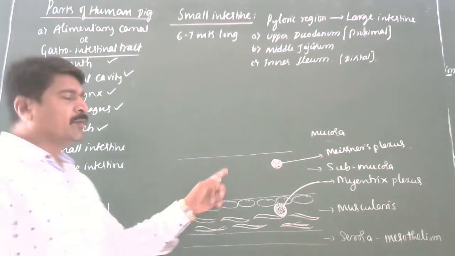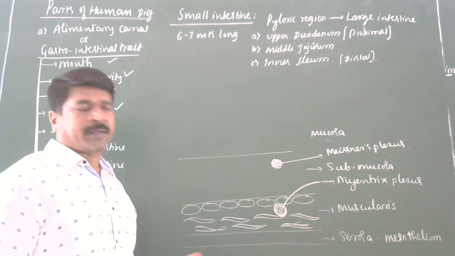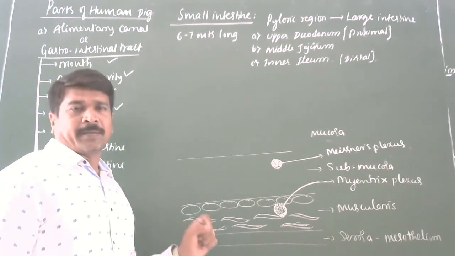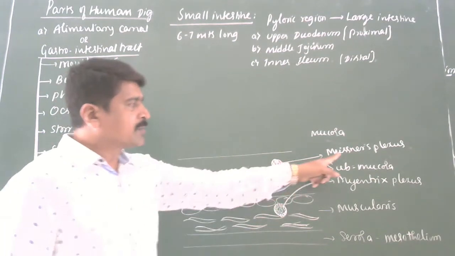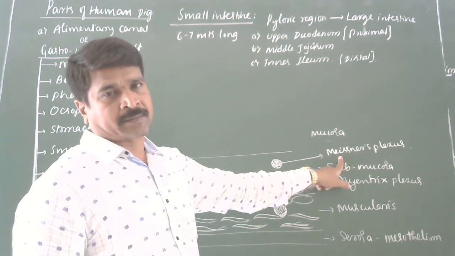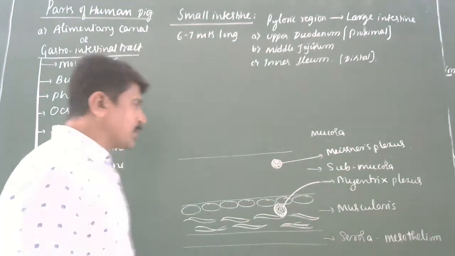Submucosa is the third wall layer of the small intestine, made up of areolar connective tissue containing blood vessels, lymphatic vessels or lacteals, and a network of nerves called Meissner's plexus. Clear? I think you are getting it now. Then one more point you should remember.